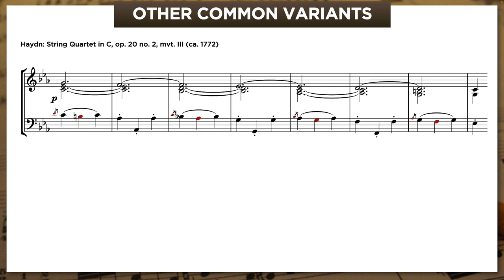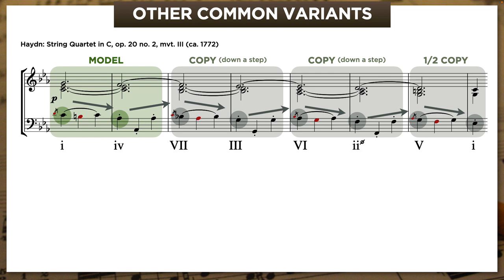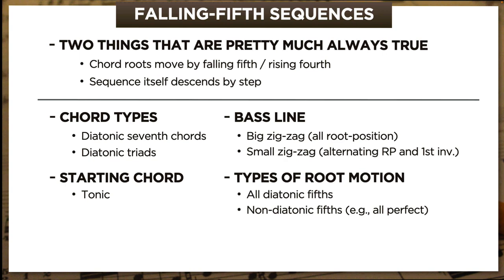There's a model and three copies that move down by step. There's a bass line that moves twice as fast as the overall sequence in a kind of shallow zigzag pattern. There's a full run through an entire diatonic circle of fifths. And the shallow zigzag bass tells us we're mixing root position and first inversion chords. But now the first inversion harmonies are mostly seventh chords instead of triads. So that gives us one more thing to jot down over here. We can mix diatonic triads and seventh chords.